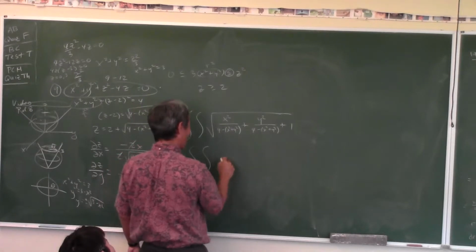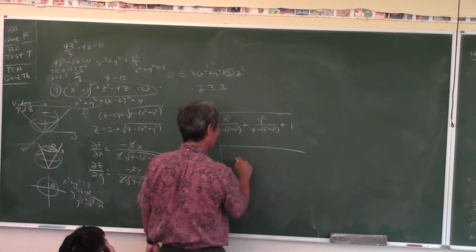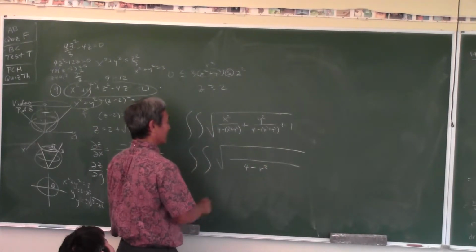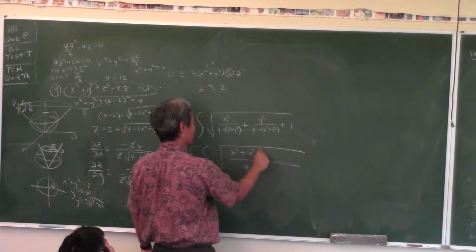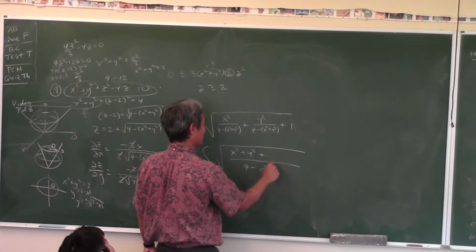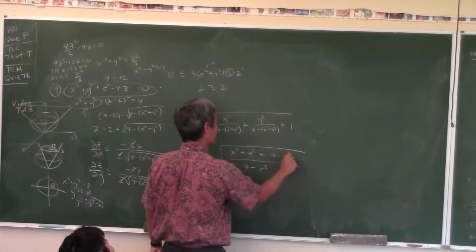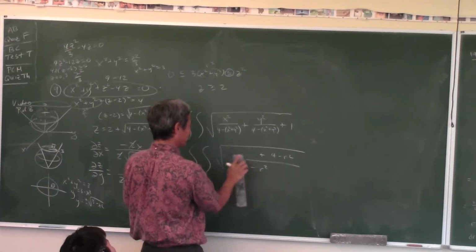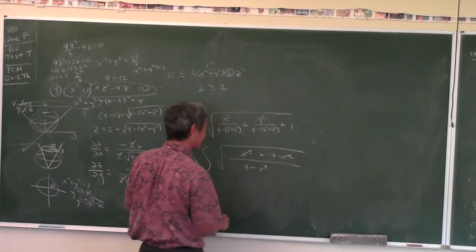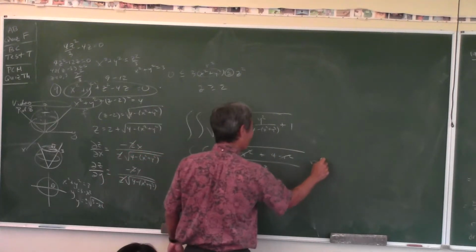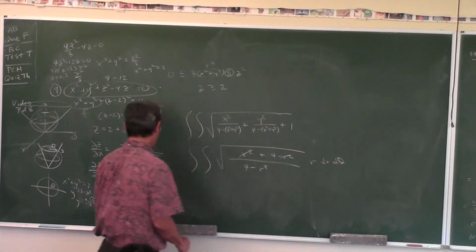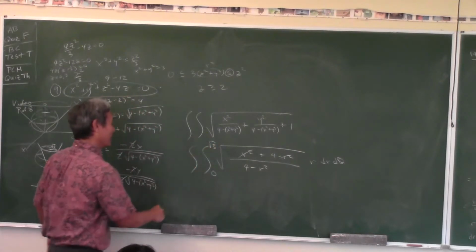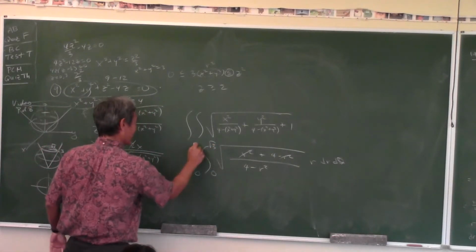So if I make a least common denominator inside the radical, you're going to get 4 minus r squared, correct? Oh yeah, okay. So you get x squared plus y squared, and that's r squared. But that cancels that. And then you have an r dr d theta. r goes from 0 to root 3, and then theta goes from 0 to 2 pi.